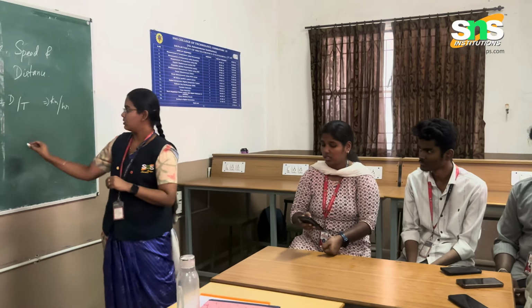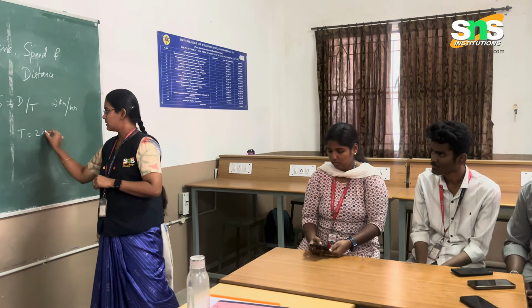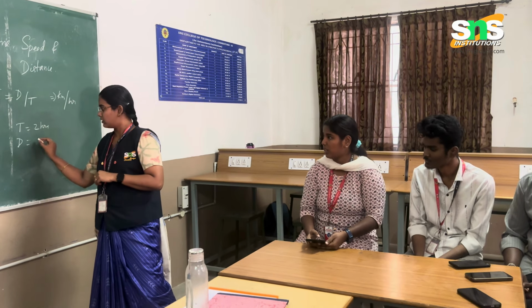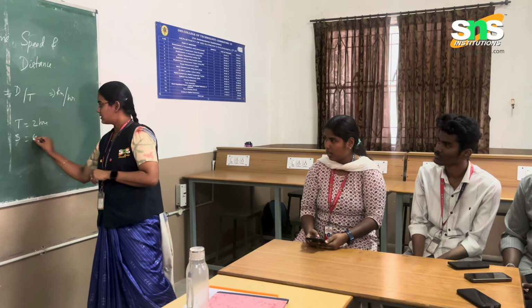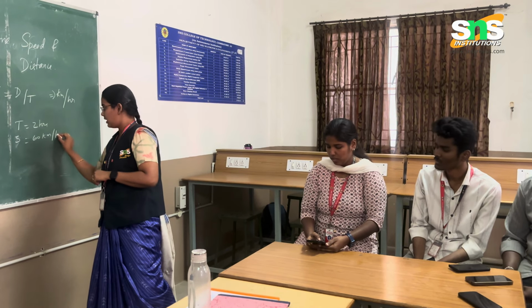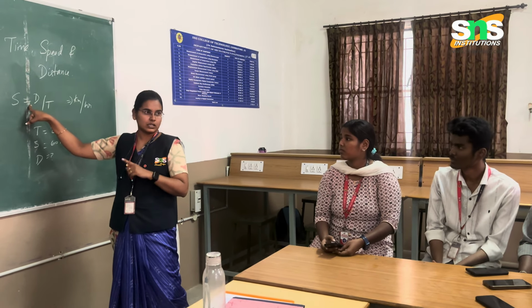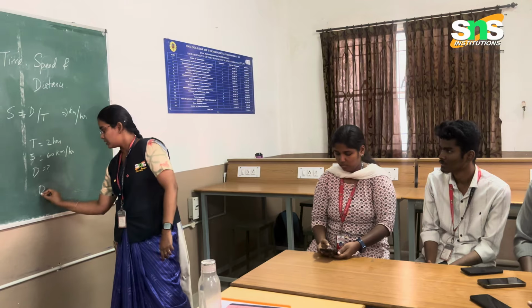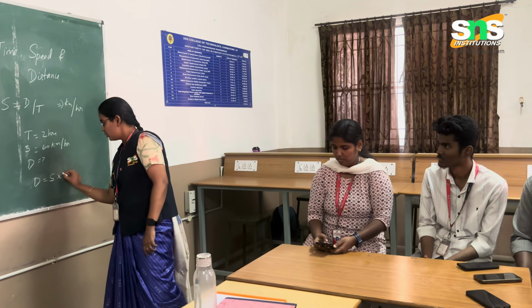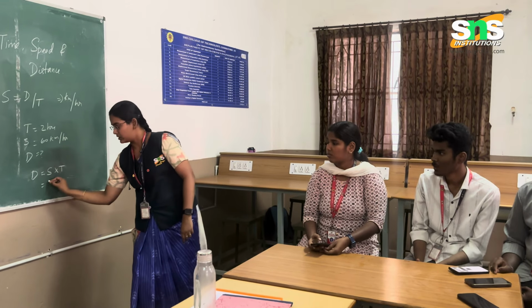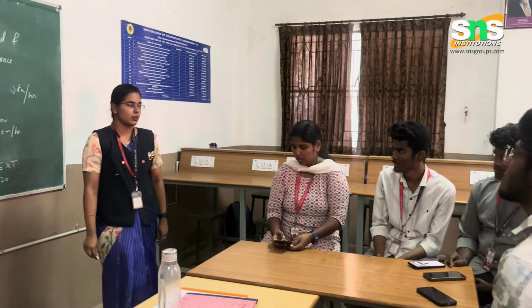A car travels at a speed of 60 km per hour for 2 hours. Find the distance covered. So here time is 2 hours and speed is 60 kilometer per hour. So we have to find the distance. So we know the formula. Distance is equal to speed into time. Just move your time here. Speed into time. So 60 into 2, which is nothing but 120 kilometers.